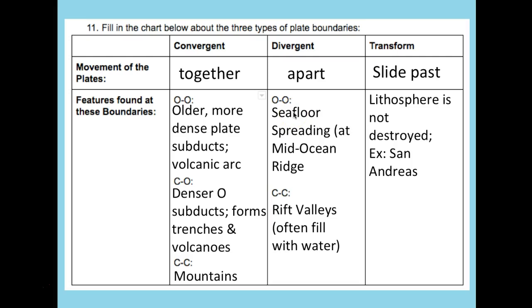At divergent plate boundaries, oceanic divergent plate boundaries are going to be like at the mid-ocean ridge for seafloor spreading to occur. So new ocean crust is going to form, new ocean floor. At continental divergent plates, you can have rift valleys that form.